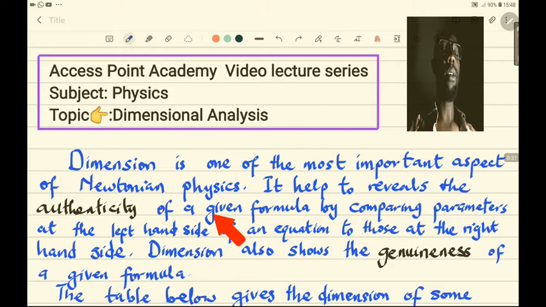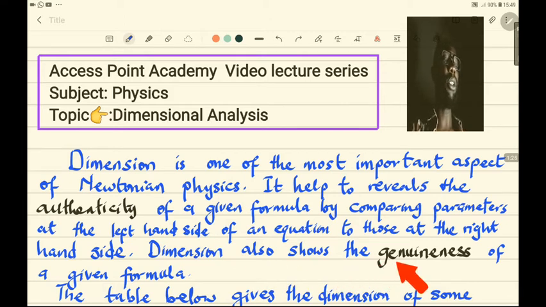Dimension has very numerous benefits. It helps us to reveal the authenticity of a given formula by comparing the parameters at the left hand side of the equation to those at the right hand side of the equation. For instance, if we say energy is equal to the product of mass, specific heat capacity, and temperature change, we should be able to prove that truly energy is equal to mass, specific heat capacity, and temperature change. So that is what dimension will teach us.